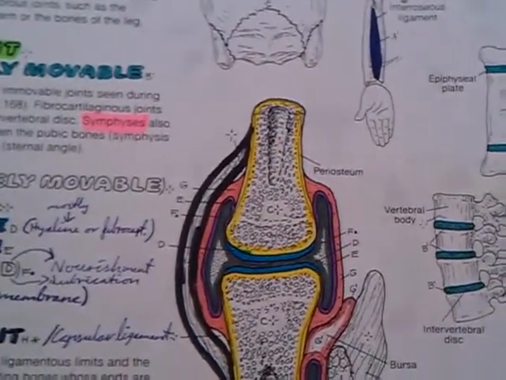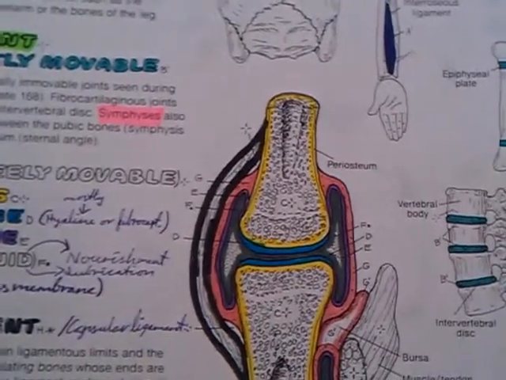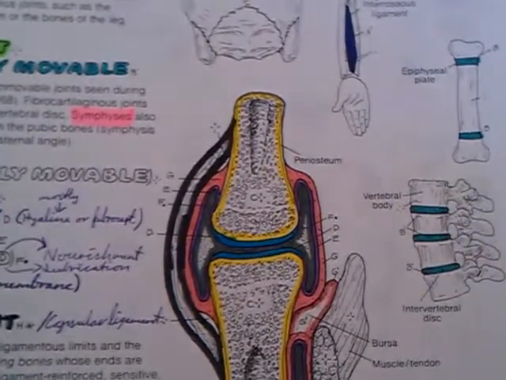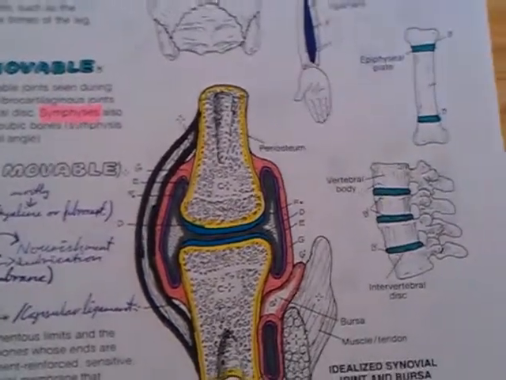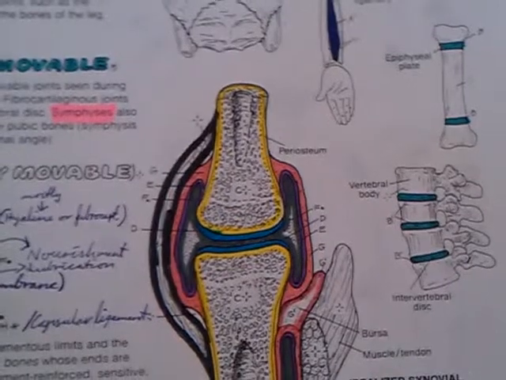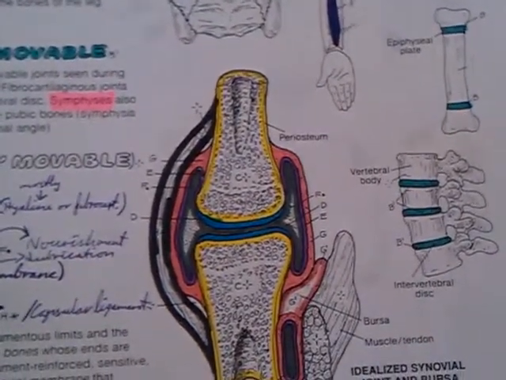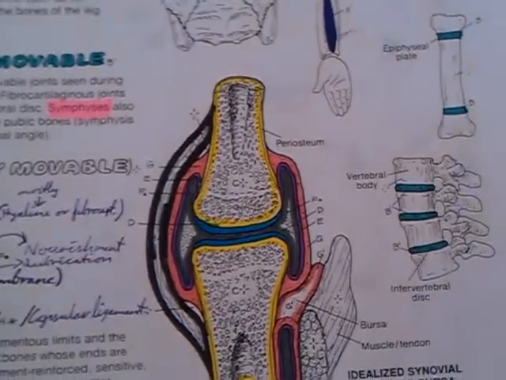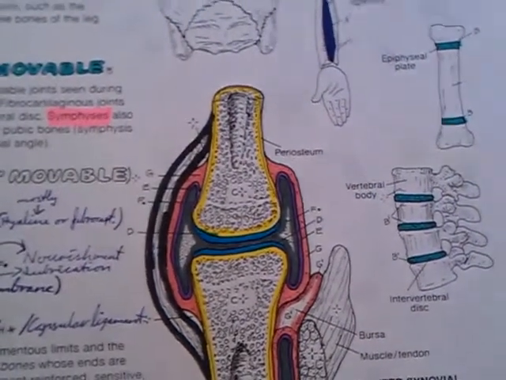Now for classification of synovial joints, you have quite a lot of them. Either according to the number of articulating surfaces, you have simple joint or compound joint. You could also classify synovial joints according to the shape of joint surfaces and the movement that is permitted. You have uniaxial, biaxial, and polyaxial.